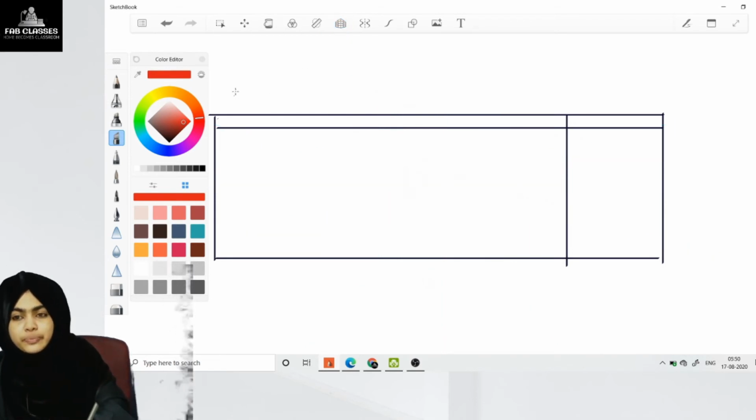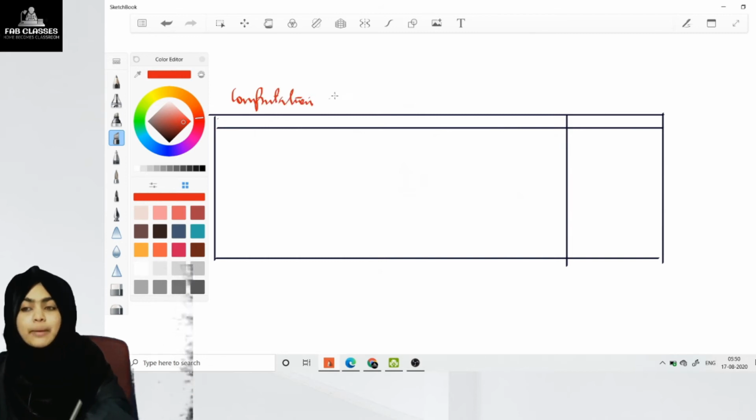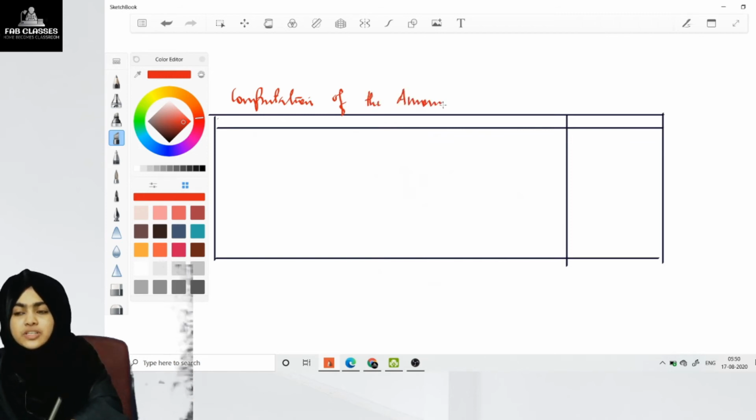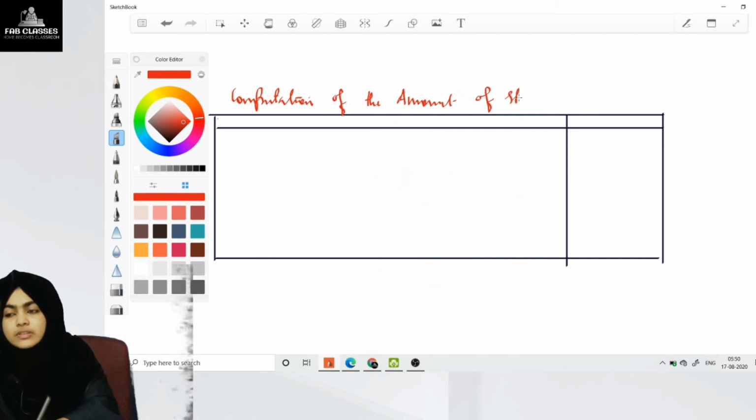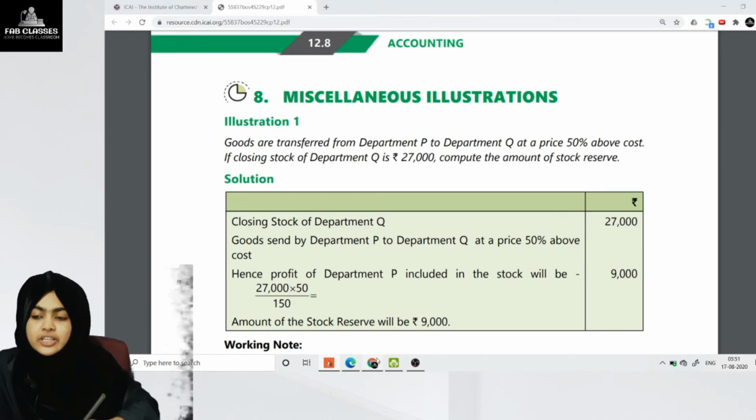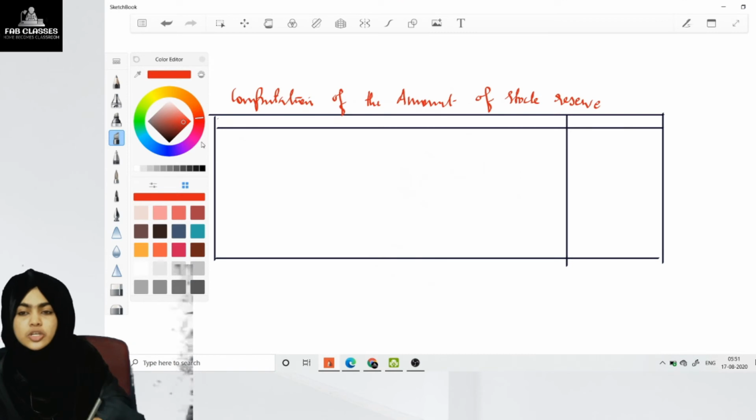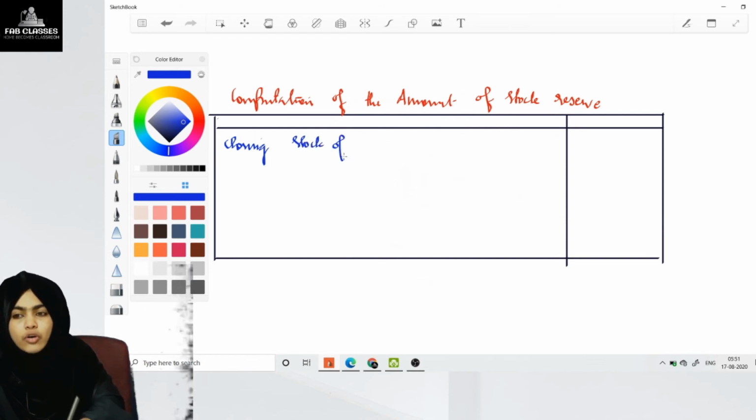So what we are going to do is the computation of the amount of stock reserve. The data given in the question is only the closing stock of department Q, the receiving department. The closing stock of department Q is given, which is 27,000.